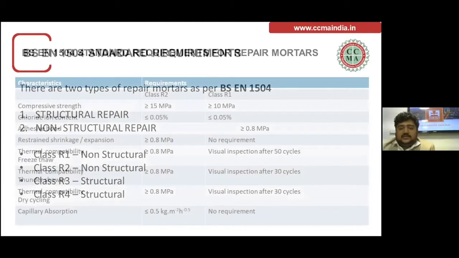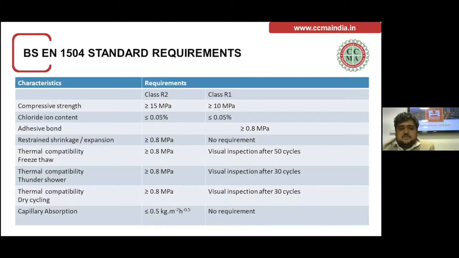So these are the standard requirements as per BS EN 1504. The standard says the compressive strength should be greater than or equal to 15 MPa as per R2, and for R1 it's 10 MPa. Chloride content in both is less than 0.05%. The adhesive bond requirement is greater than 0.8 MPa. For shrinkage and expansion in R2, it's greater than 0.8 MPa.